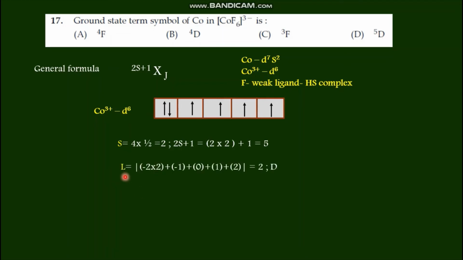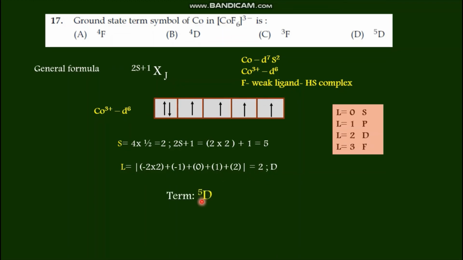Now we can check the L value. L means 2, 1, 0, minus 1, minus 2 for the d orbital electrons, and the modulus value we will get is 2. So L equal to 0 means S, L equal to 1 means P, L equal to 2 means D, L equal to 3 means F. Here the modulus of the L value is 2, that represents D.